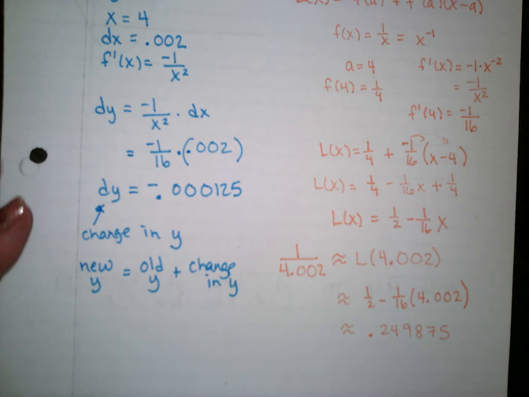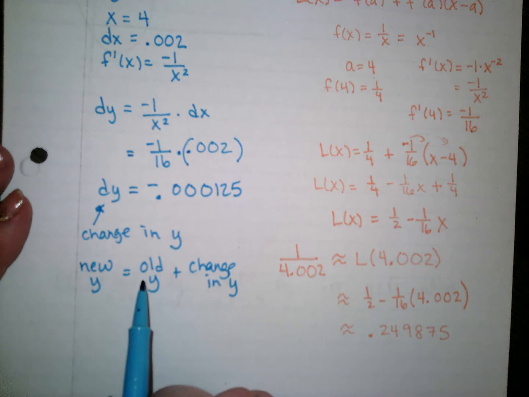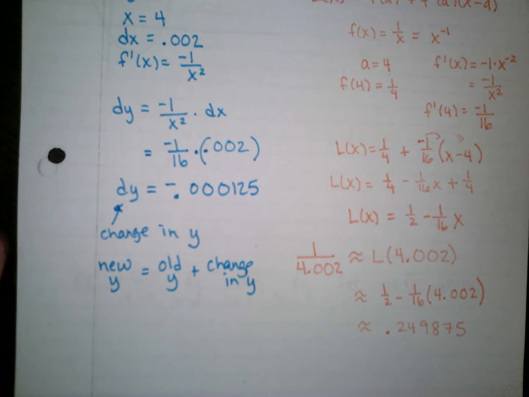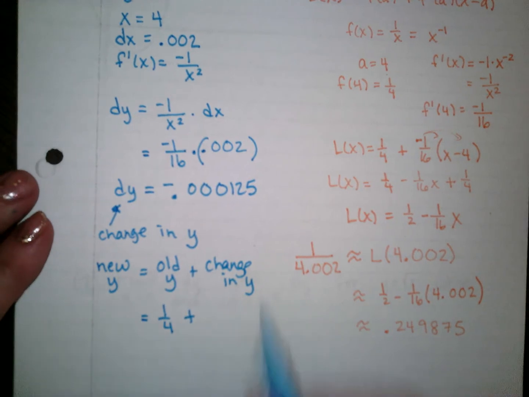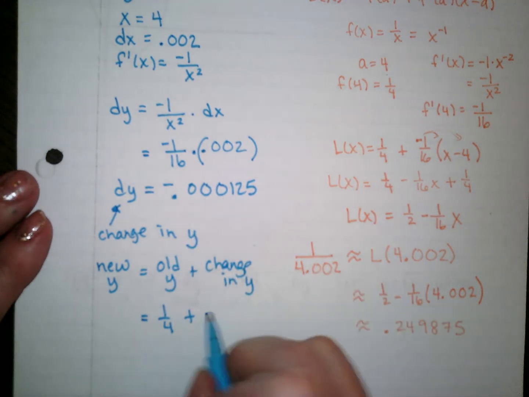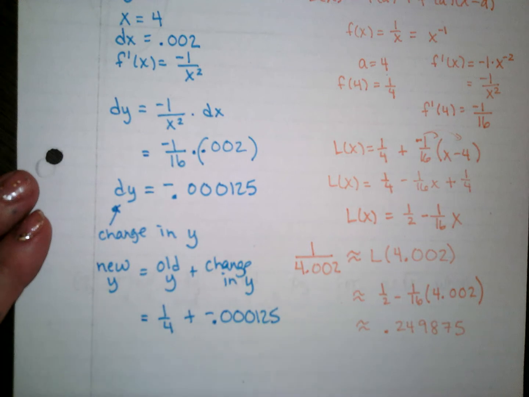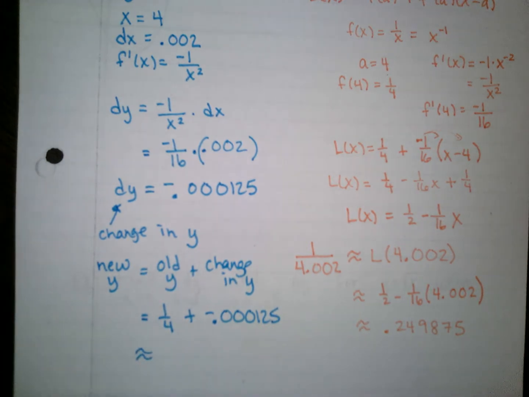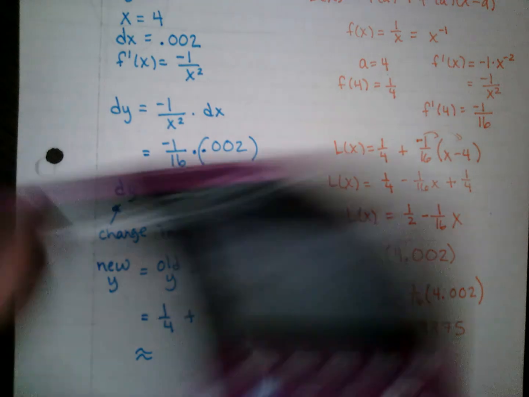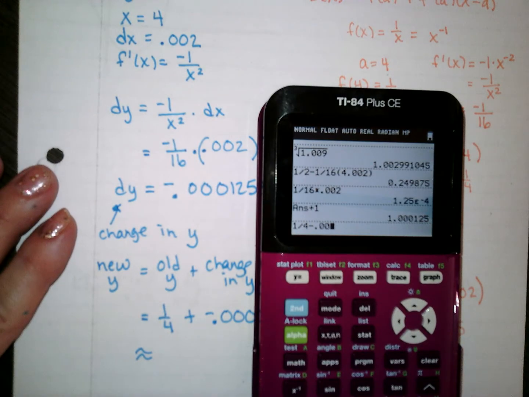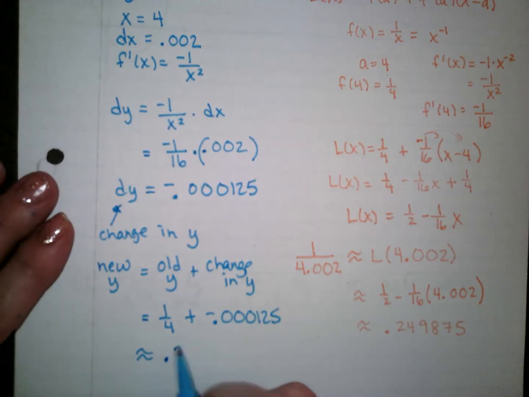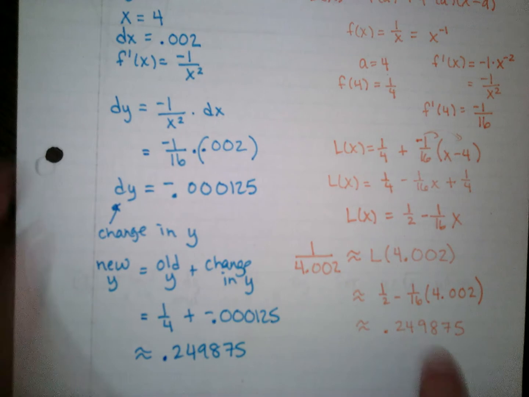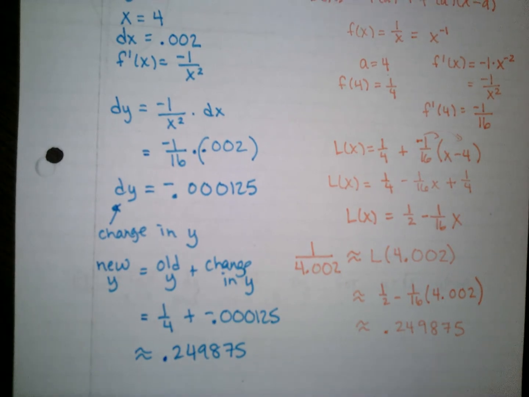So when x is 4, our old y value based on our function, remember f of x was 1 over x, that was our model. So that would be 1 over 4 plus our change in y, which was negative 0.000125. That will be our new y approximate value. So 1/4 minus 0.000125 is 0.249875, which is the same thing that we got when we used the linearization.